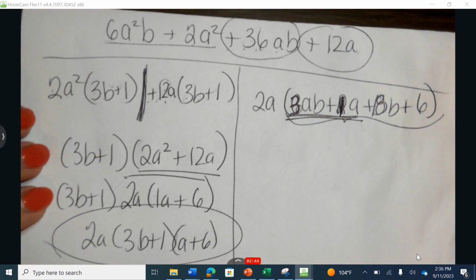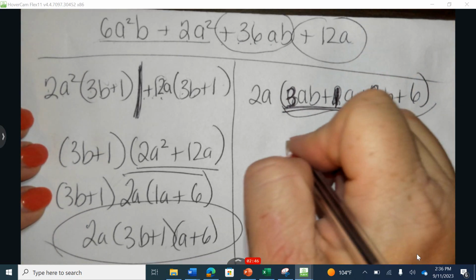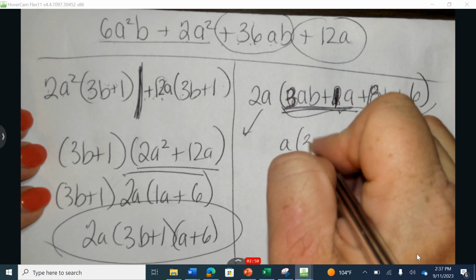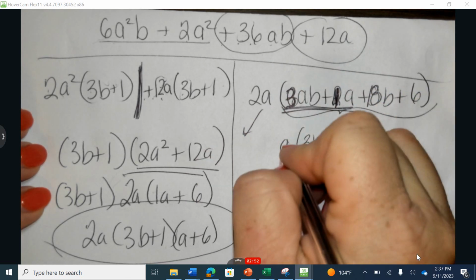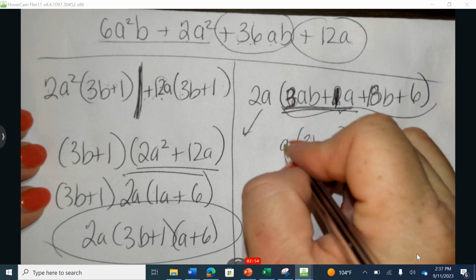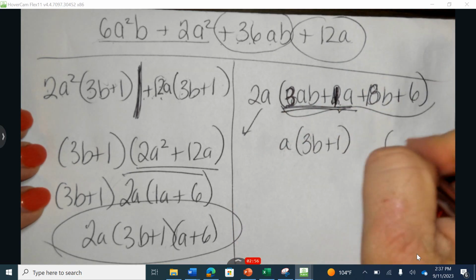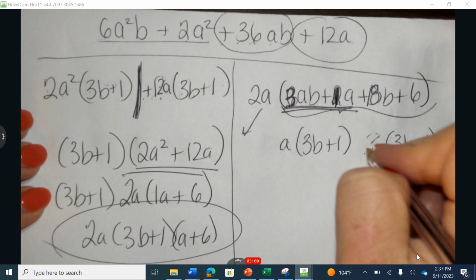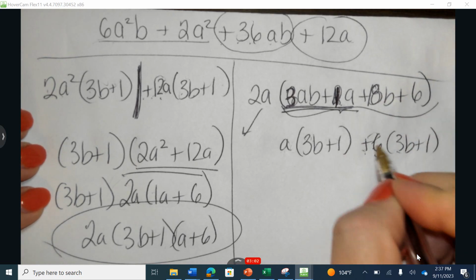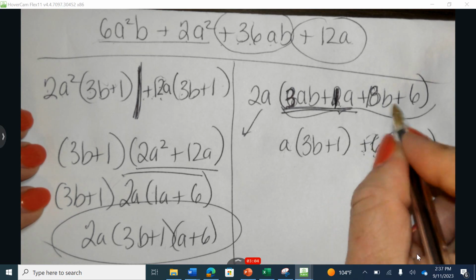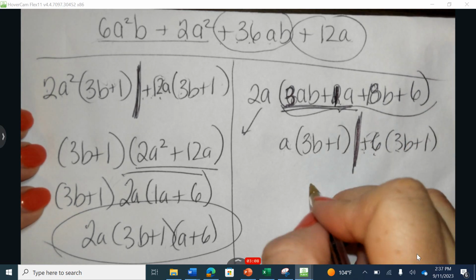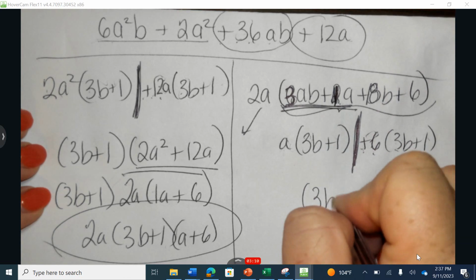Now, what do I do with this portion? What are the first 2 terms? I can factor out at most an a. So forget about this for the time being. Factoring out a, I'd be left with 3b plus 1, 3ab plus 1a. What times 3 gives us 18? Positive 6. Don't forget the sign. Here's 18b plus 6. Okay, they both have the parentheses 3b plus 1.